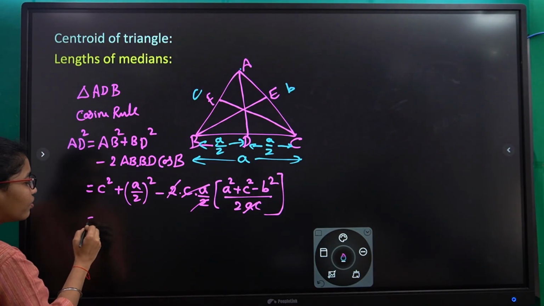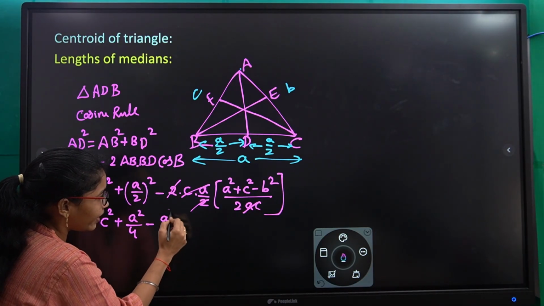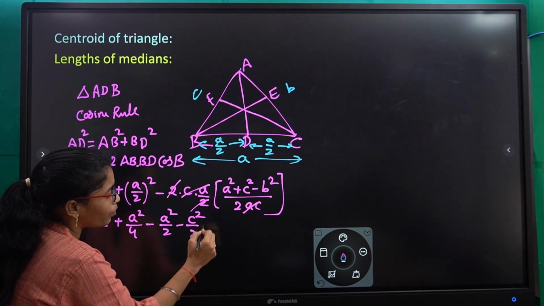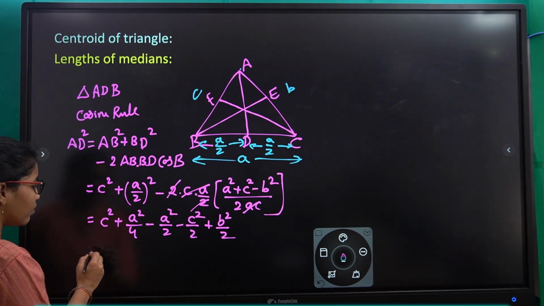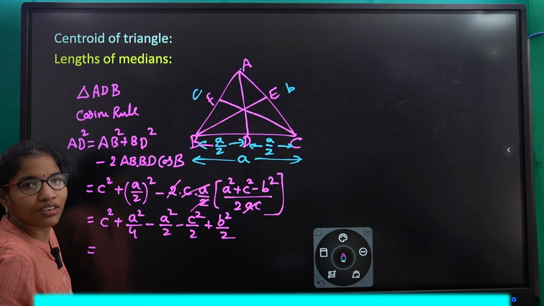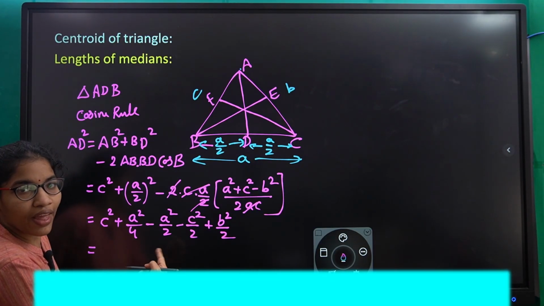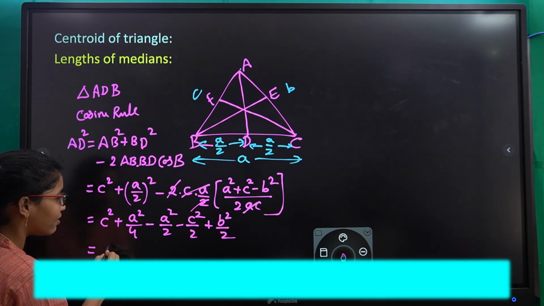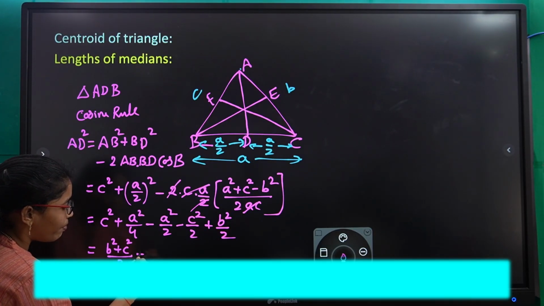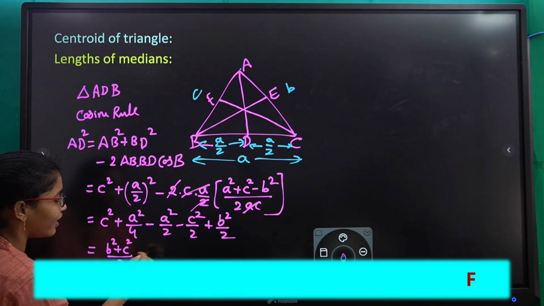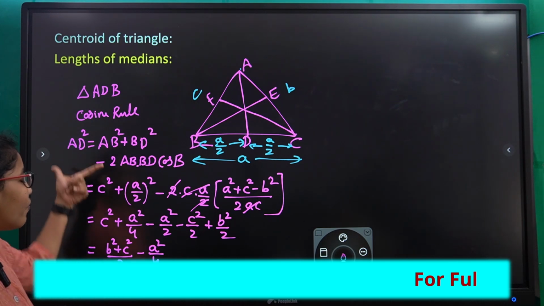So just simplify it. What will you get? C square plus A square by 4 minus A square by 2 minus C square by 2 plus B square by 2. Right? Yes. So now from this C square minus C square by 2, how much? C square by 2 and B square by 2. A square by 4 minus A square by 2, A square by 4, right? So from this B square plus C square by 2 plus A square, minus A square by 2, A square by 4. We are getting, this is the value for AD square.